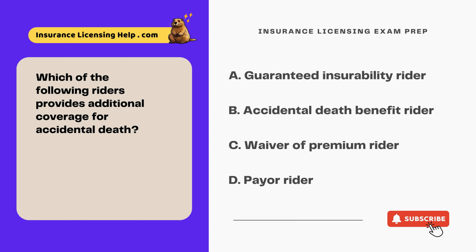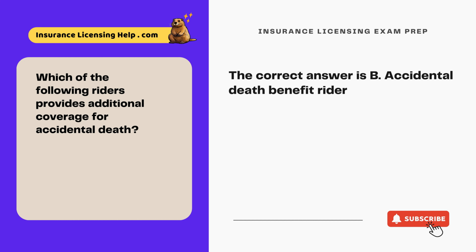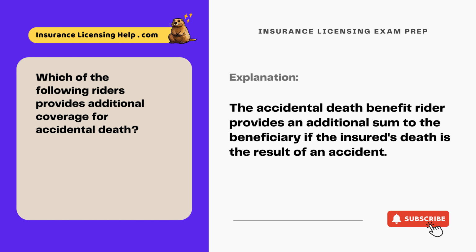Which of the following riders provides additional coverage for accidental death? A. Guaranteed insurability rider. B. Accidental death benefit rider. C. Waiver of premium rider. D. Payer rider. The correct answer is B. Accidental death benefit rider. The accidental death benefit rider provides an additional sum to the beneficiary if the insured's death is the result of an accident.